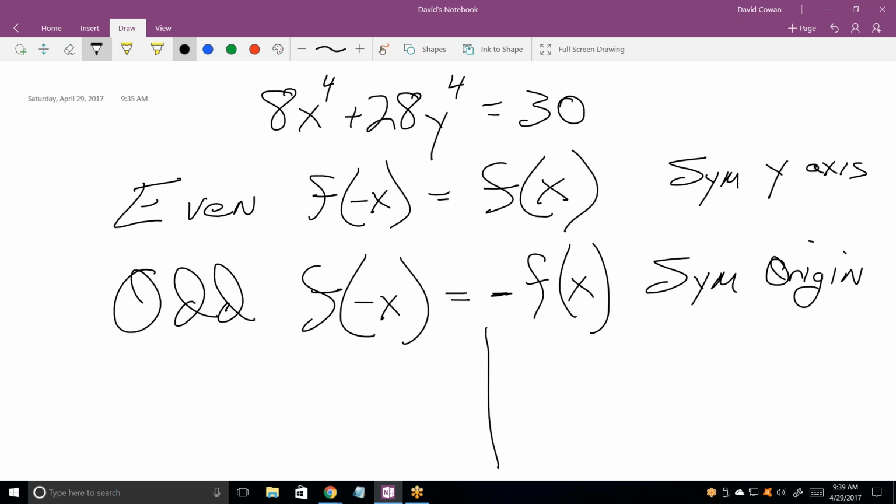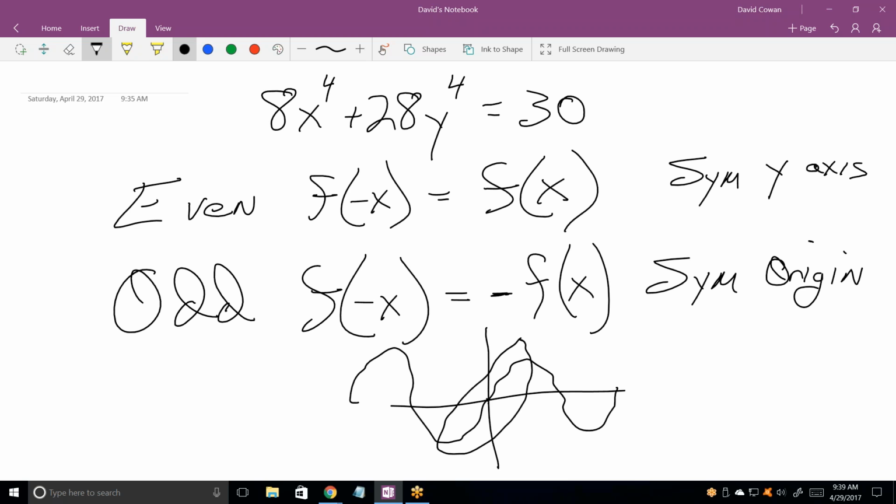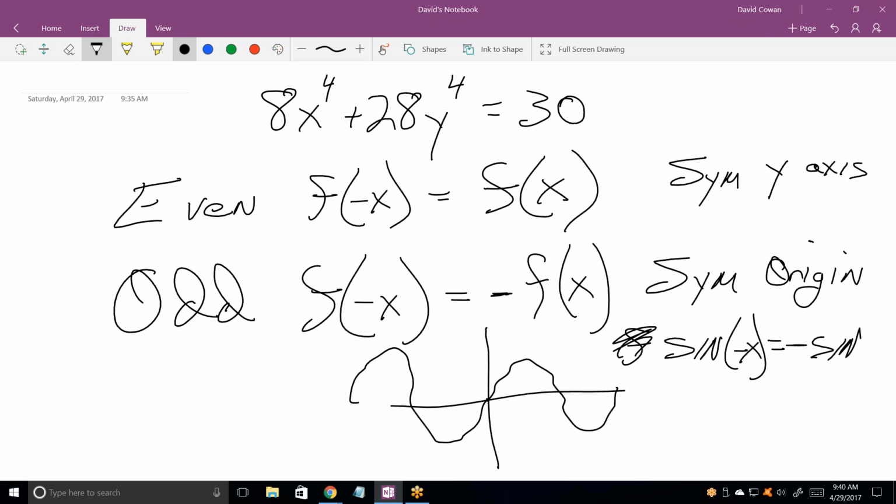Notice the sine function. We know that has symmetry about the origin. We can see it, right? Right. Well, it's also true that the sine of minus x is equal to minus the sine of x. So if a function is odd, then it has symmetry about the origin. So if it was x to the third.